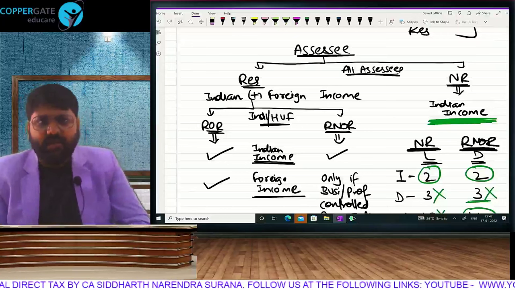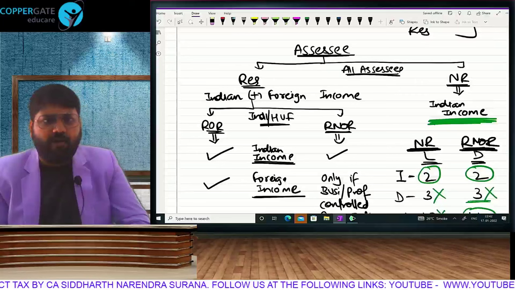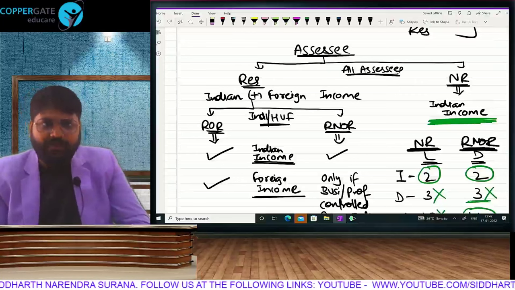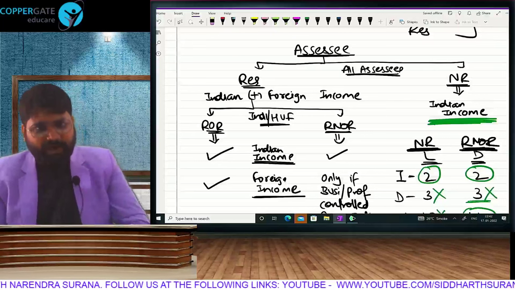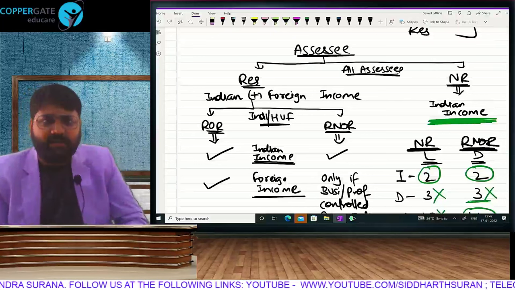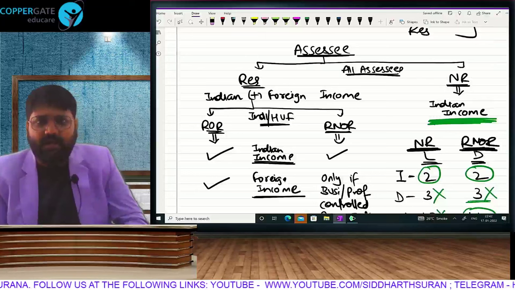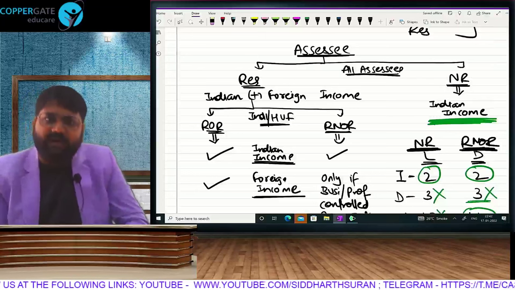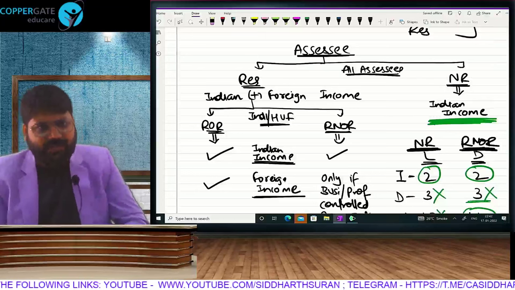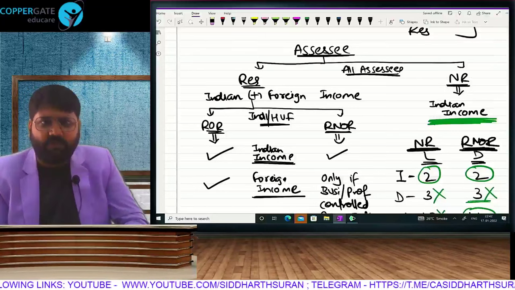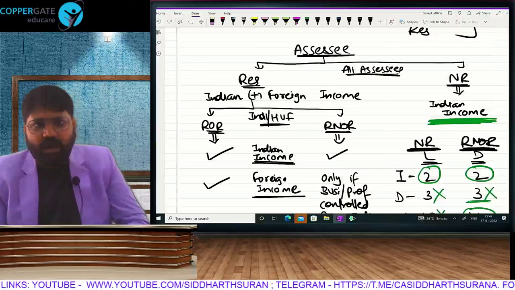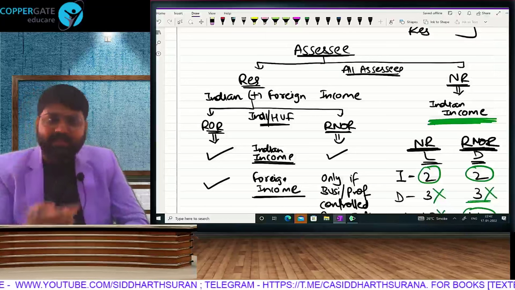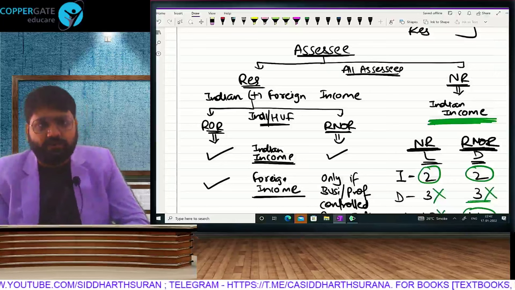So, if I ask you now questions, will everybody, one last time, be able to answer the questions? Indian income will be taxable for whom? ROR, RNOR or non-resident? All of them. Foreign income which has got no connection with India will be taxable for whom? ROR, RNOR, non-resident? ROR. Foreign income which is earned from a business or profession set up or controlled from India will be taxable for whom? ROR, RNOR, non-resident? ROR, yes, and RNOR also.